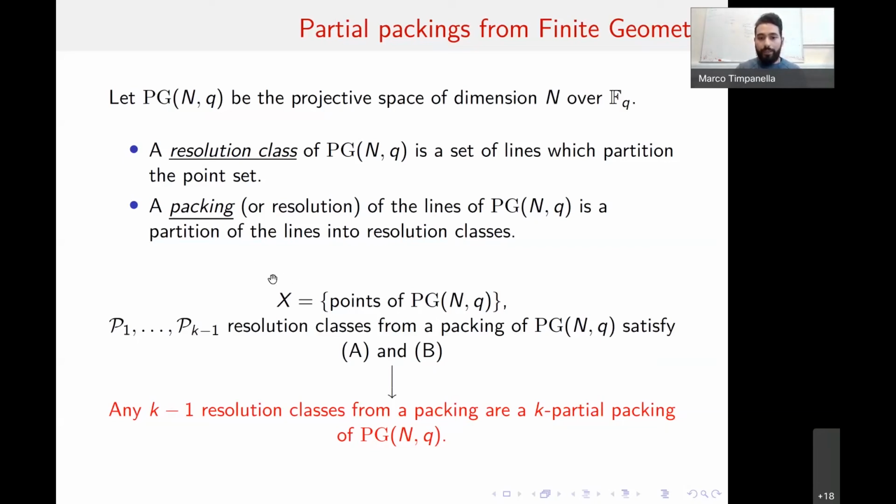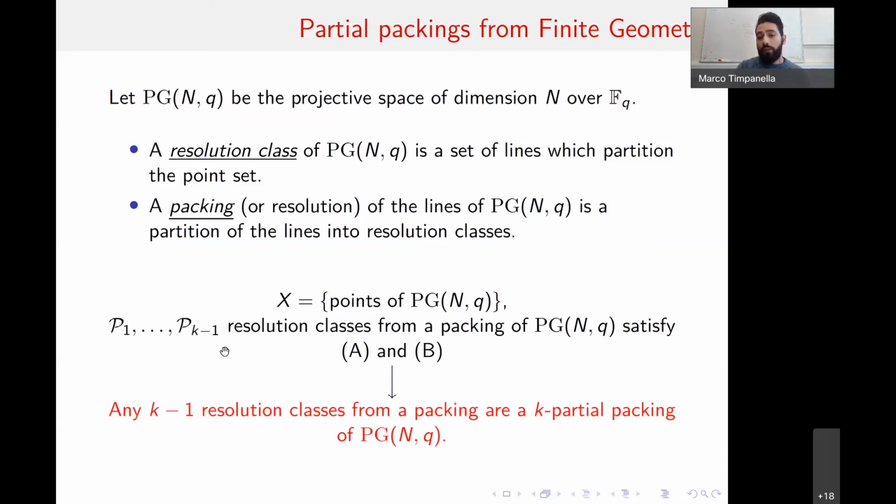Indeed, we can take as X the set of points of the projective space, and we can consider any k-1 resolution classes from a certain packing of the lines of PG(n,q). Because in this way, clearly these k-1 resolution classes are k-1 partitions of X, and they also satisfy properties A and B, because here the subsets that we are taking are the lines of the projective space.